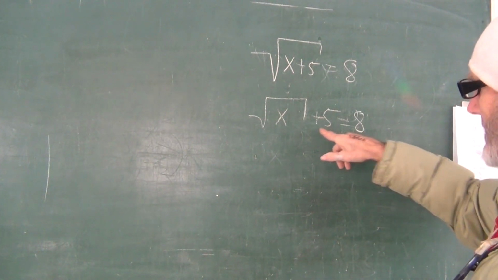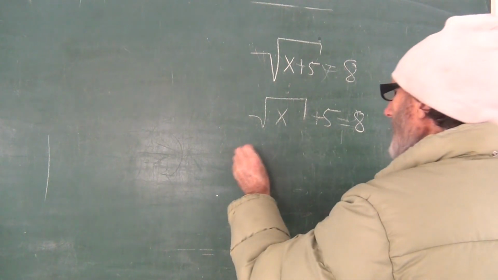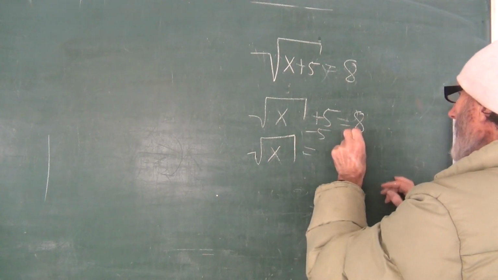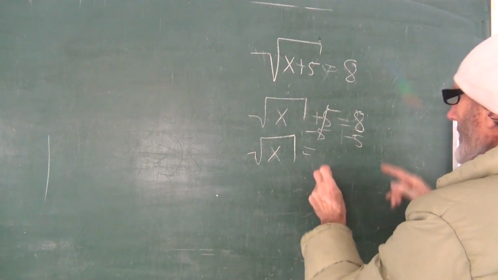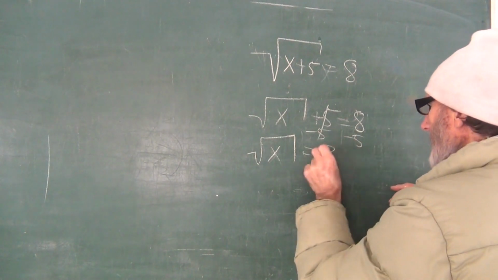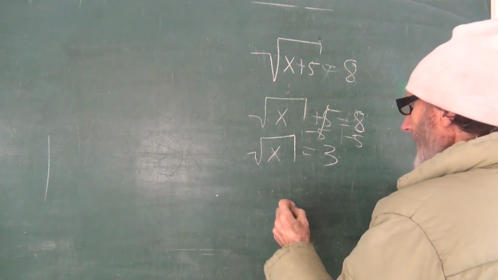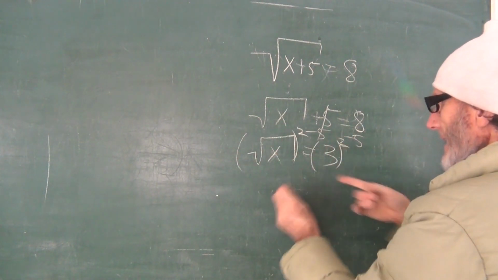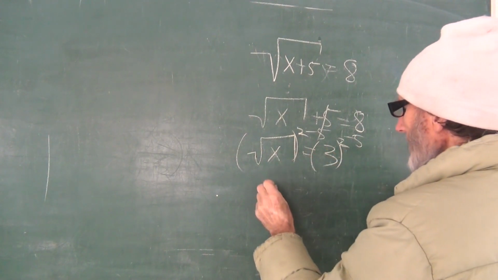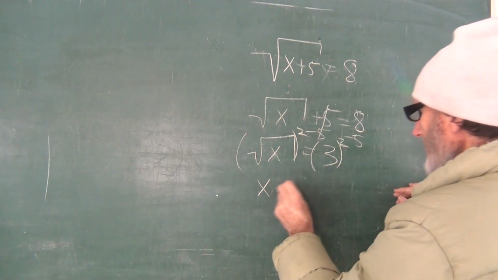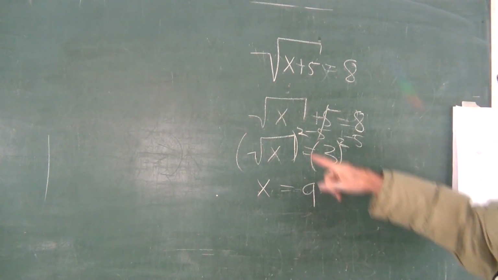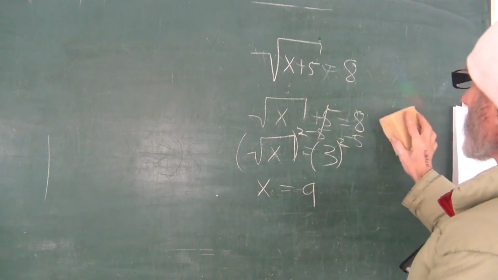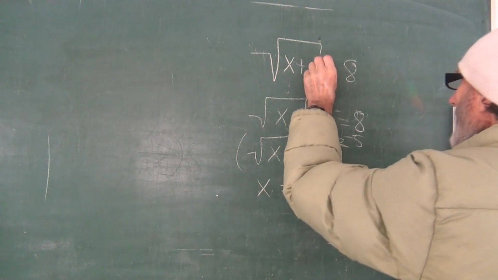Well, this one's a piece of cake, because all you have to do is say the square root of x equals, subtract 5 from both sides, and then you end up having 8 minus 5 is 3. So that's the square root of x, and that means if you square both sides, just to get x, the square root of x squared is x, and 3 squared equals 9. So let's see if that's true. The square root of 9 is 3, plus 5. 3 and 5 is 8. Okay, that looks good.